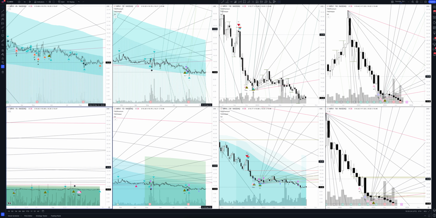Today we will take a look at Maravai LifeSciences Holdings stock. Let's analyze the market situation and find out how you can make money on it.